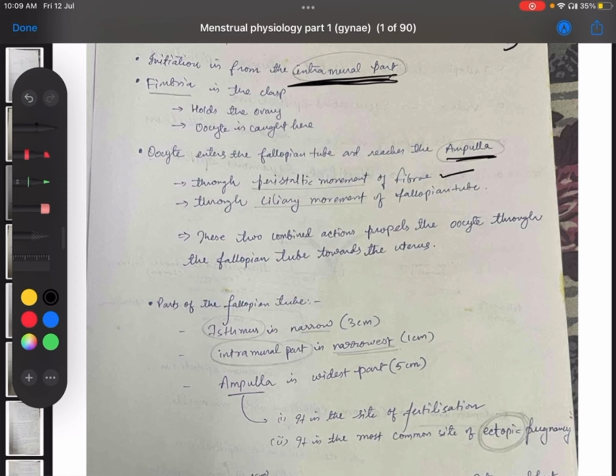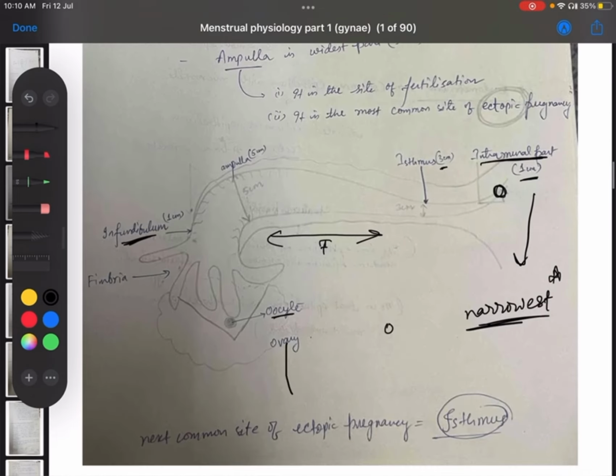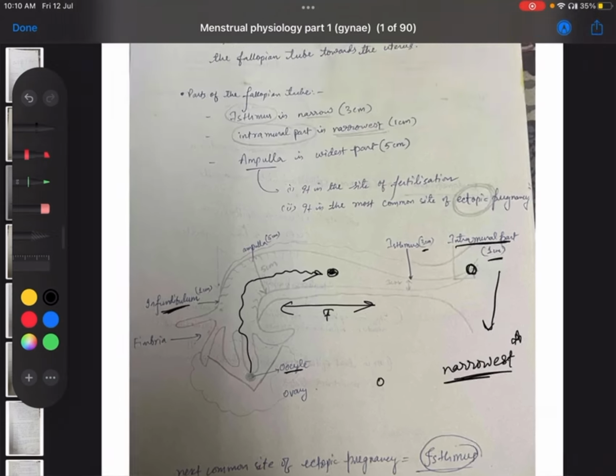That means peristaltic movement. That means ciliary movement is also there in the fallopian tube. These two combined actions propel the oocyte through the fallopian tube towards the uterus. That means when this oocyte is coming, it is being propelled to the AI junction. Okay, it comes to the AI junction and waits for the sperm to come.